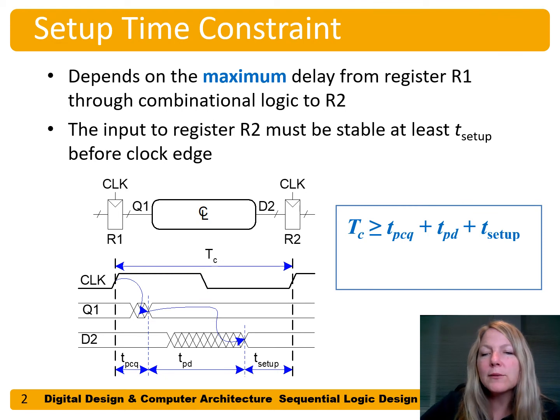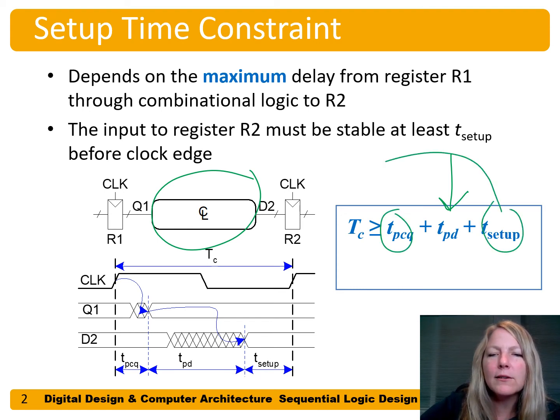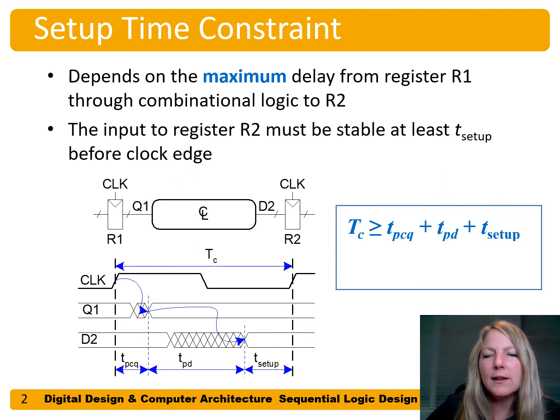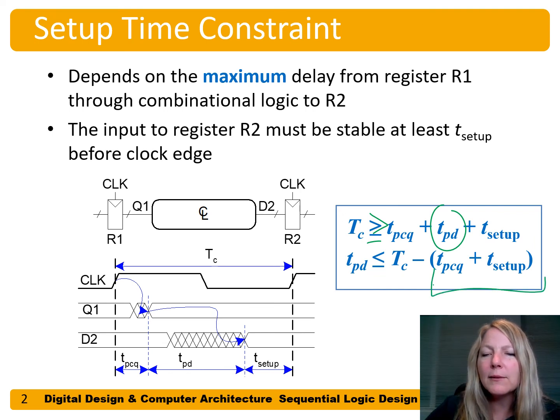We can also write this in terms of TPD, the delay that we have control over as a designer, right? What kind of gates we design within the combinational logic. And so then we just take these and bring them to the other side, subtract them from TC, and we get TPD is less than or equal to TC minus this propagation clock to Q plus setup time.